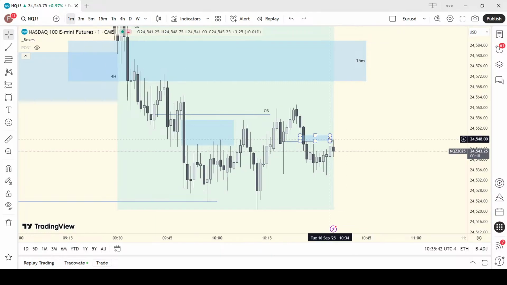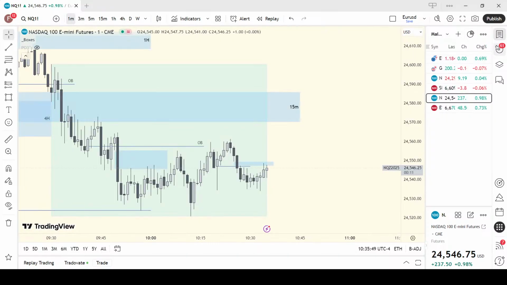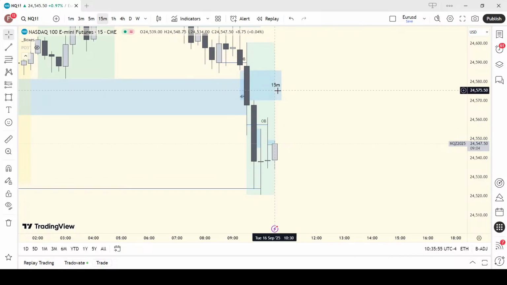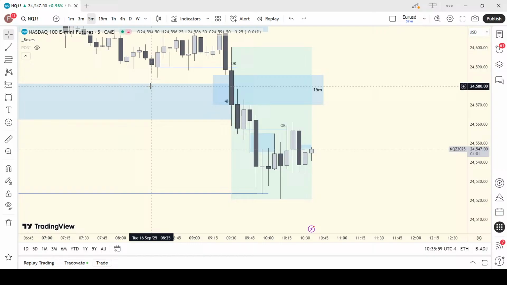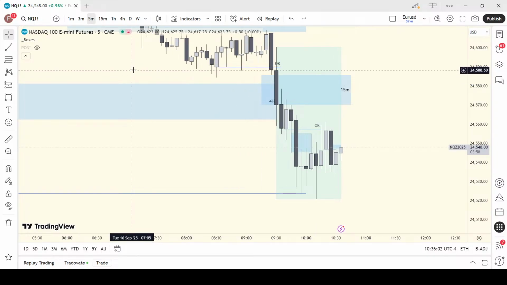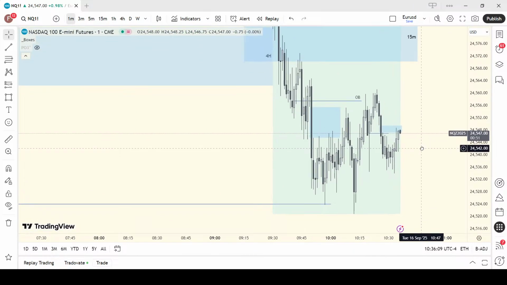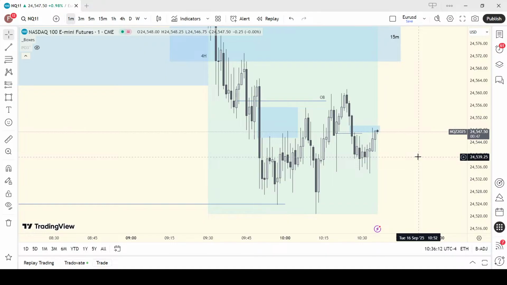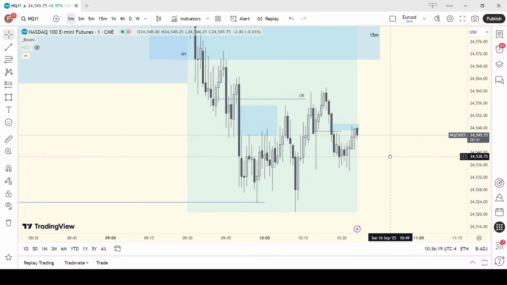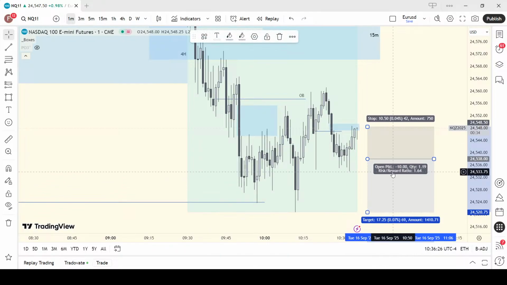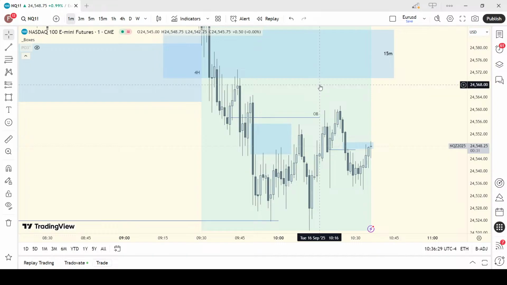So we can see here, price is kind of reacting to the downside, but I would like it to come up into this 15-minute zone here. Now potentially we could get a reaction from this zone, which could give us a trade kind of looking like this. But I would just like to see a retracement.